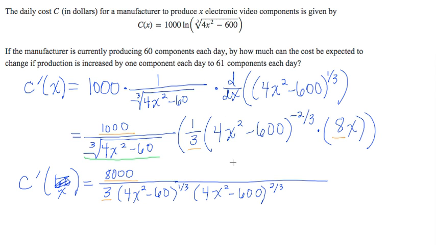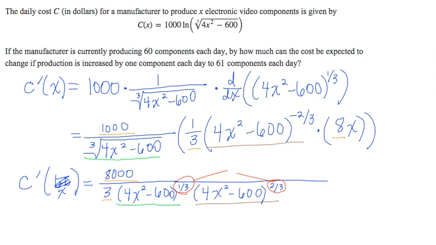So what I noticed, and this is just from experience really, is that when I write these all like this, you add these exponents because you have the same base, 4x squared minus 600. They're all supposed to be 600, there's a typo there. Anyways, they have the same base, so you add these two exponents. Now we're going to add the 1/3 and 2/3, and it becomes just 1.